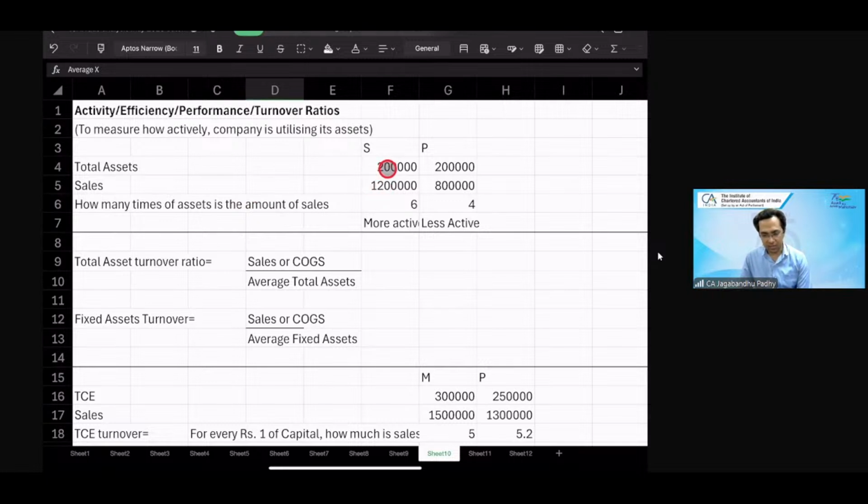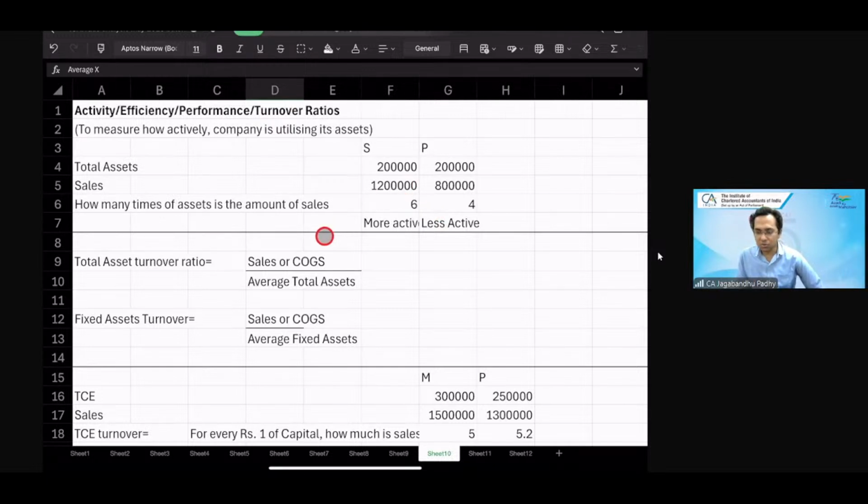So we can say total assets is 2 lakh, sales is 12 lakh, and therefore we say it is 6 times, and here it is 4 times. So using 2 lakh asset, one company is generating a sale of 12 lakh. Another company is generating a sale of 8 lakh. So which of these two companies is more actively utilizing those fixed or total assets? That's company S.